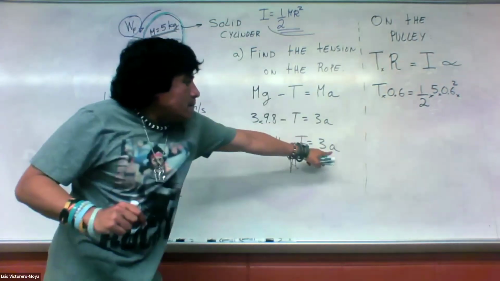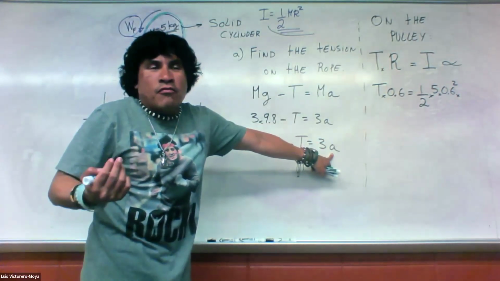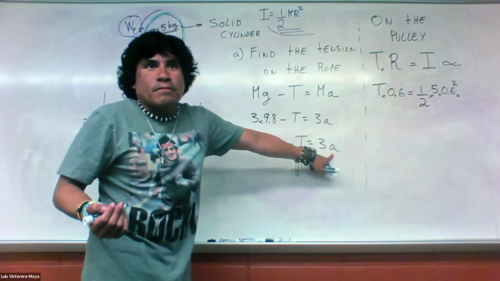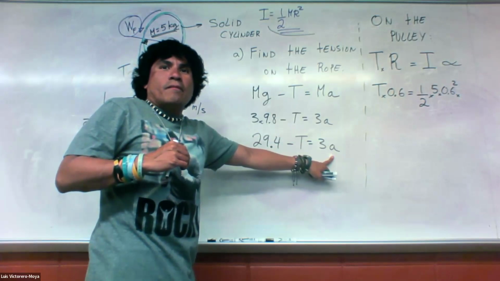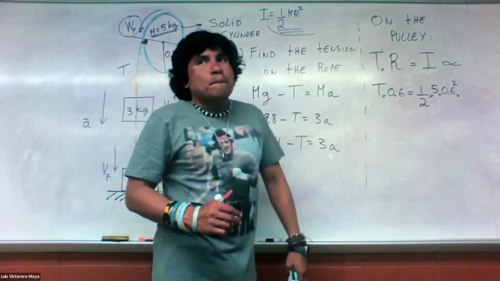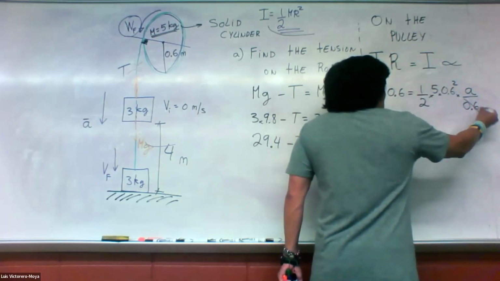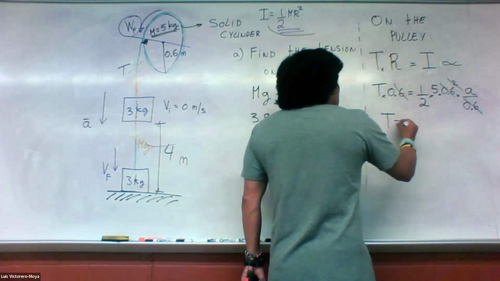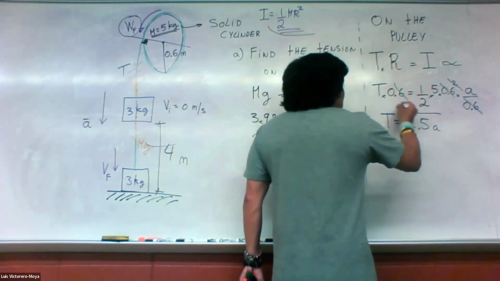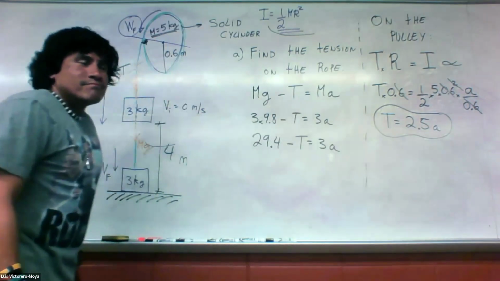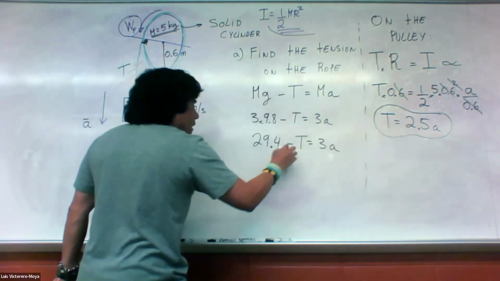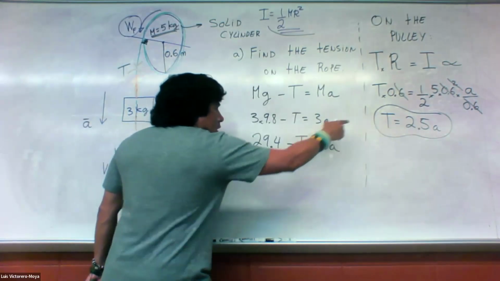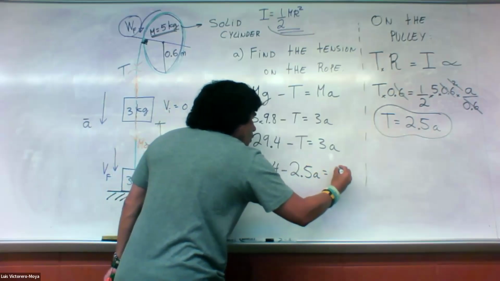And what's alpha in terms of a? Instead of alpha, what do I write? a over radius. Look, the 0.6 cancels. So tension equals 2.5 acceleration. How nice. Now I can put that in here. I have a relationship there between the tension and the acceleration. So 29.4 minus, instead of T, 2.5a equals 3a.